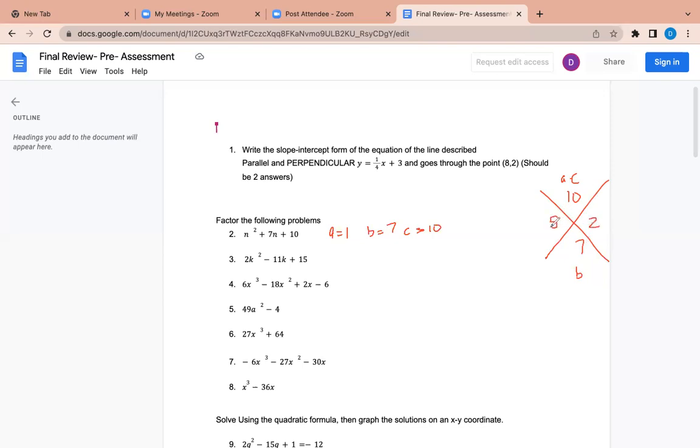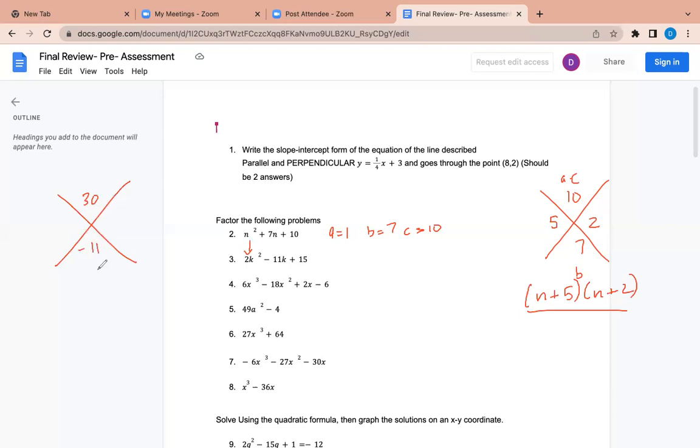5 times 2 is 10. 5 plus 2 is 7. So the final answer is n plus 5 and n plus 2. And you're not solving this, you're just factoring it, so you can just leave it like this. Number 3, this might have been something that you've forgotten, but remember the a is not 1, it's 2. So there's an extra step to this.